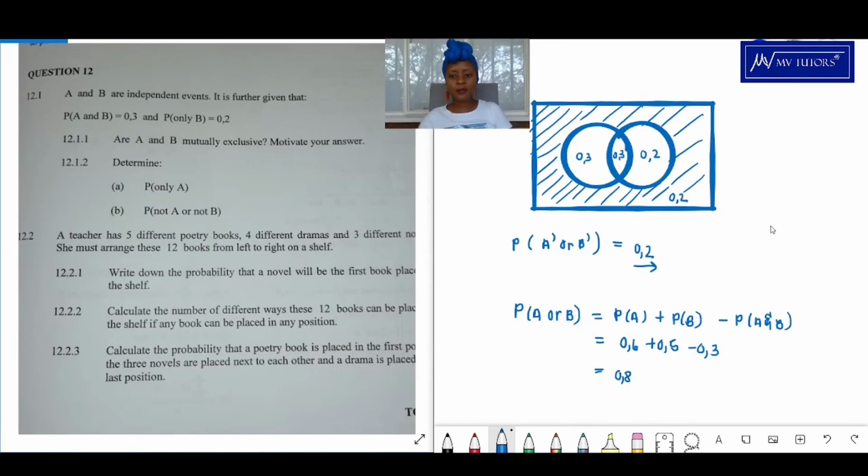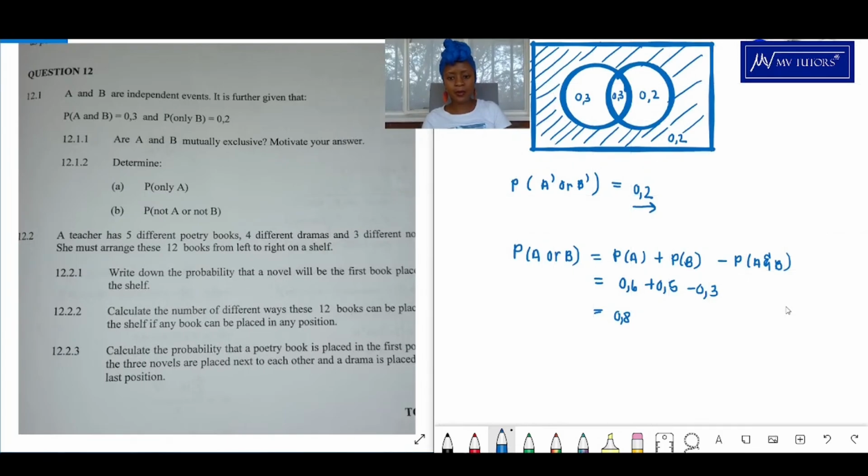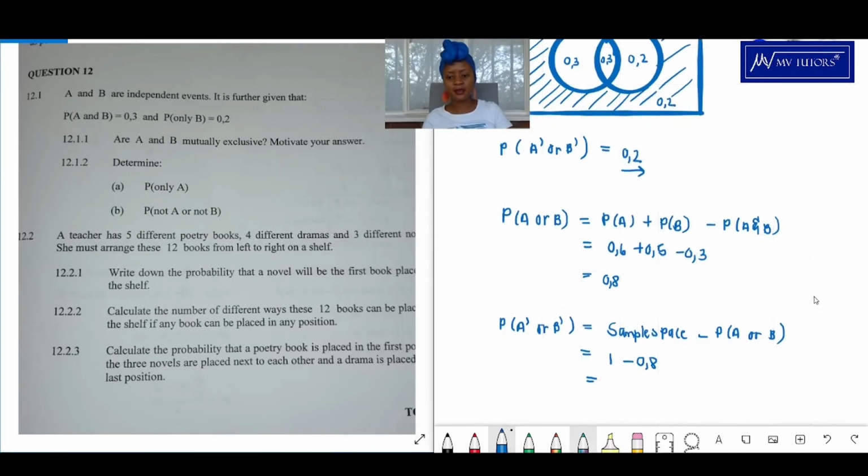Okay, and if we want to get the probability of not A or not B, that's like taking the sample space and subtracting the probability of A or B. So our sample space, like we said, it's 1, and if you subtract A or B, that's 0.8, and then finally you would get 0.2, the probability of not A and not B.